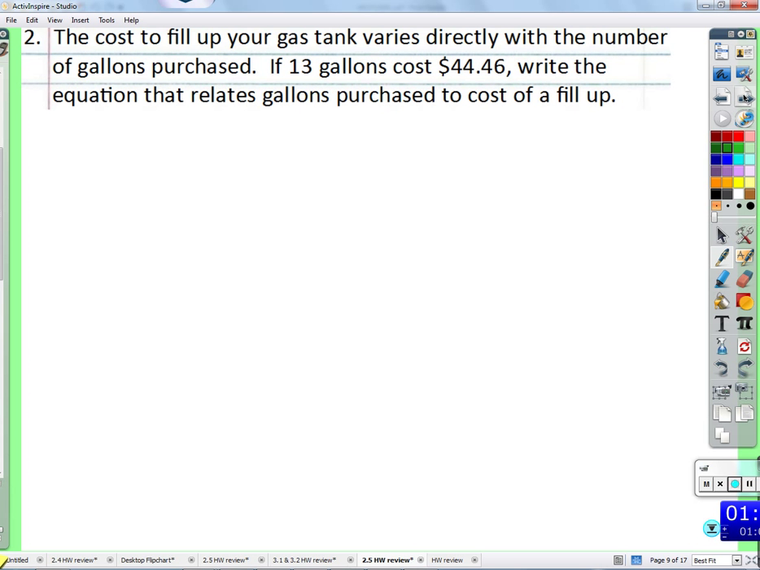Okay, the cost to fill up your gas tank varies directly with the number of gallons purchased. So if we call the cost of a fill-up y, and we call gallons purchased x, there's your y varies directly with x. So y must be equal to ax.